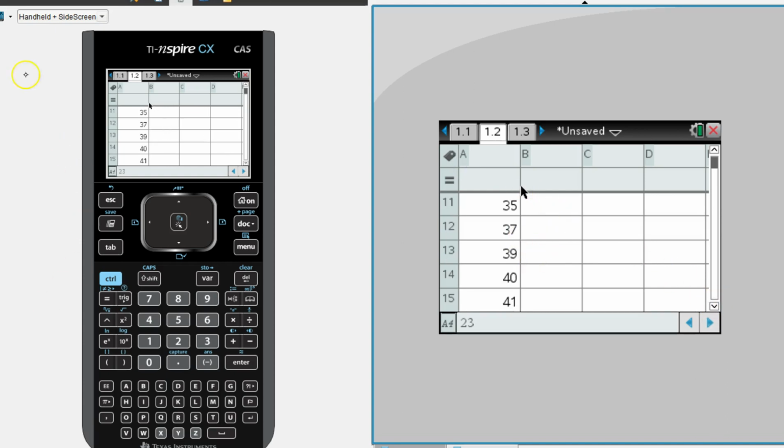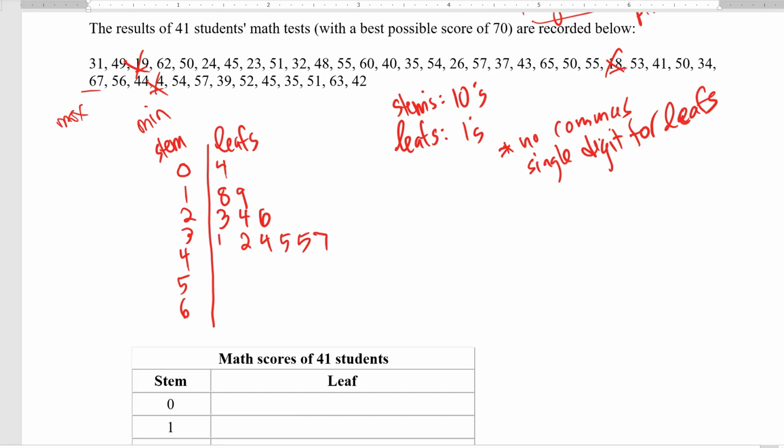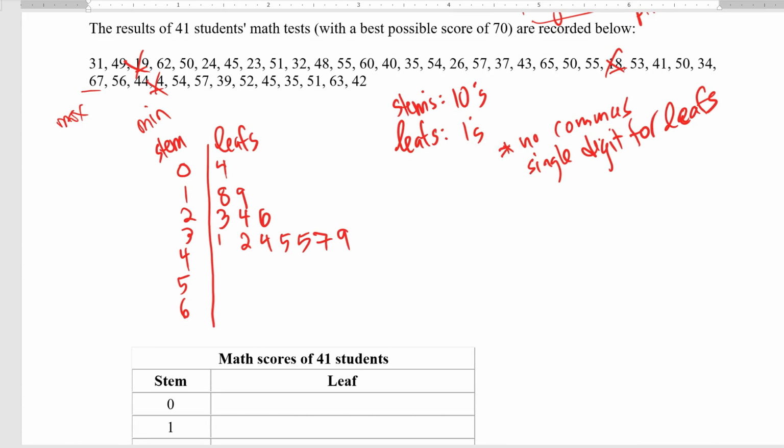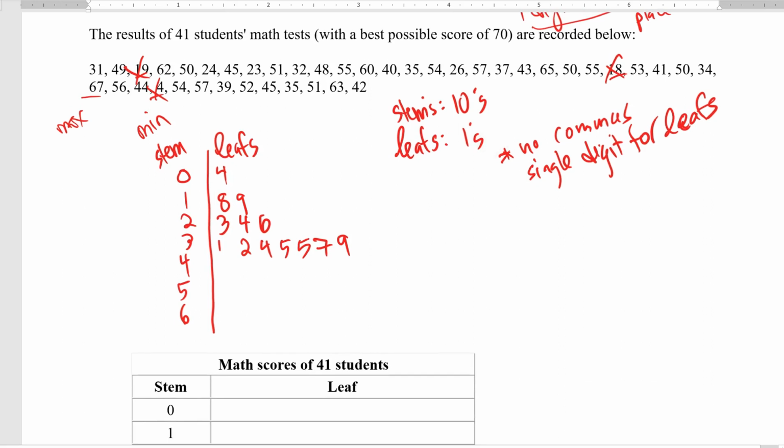37, 39. So I put a 7 and a 9. What does this 7 represent, right? 3 10s and 7 1s. 37 and 39. You put all the 10s together, and then all the 1s go in on the leaves. Now we're going to do the 40s.